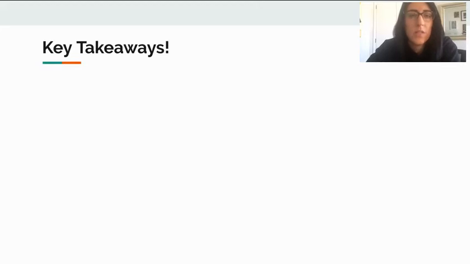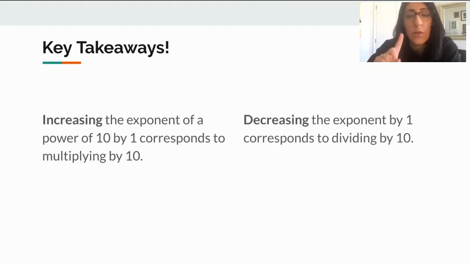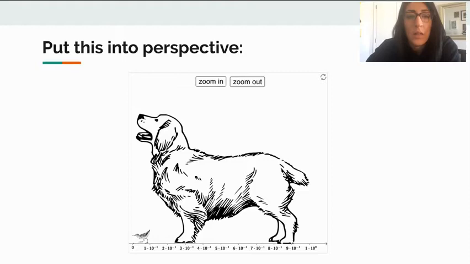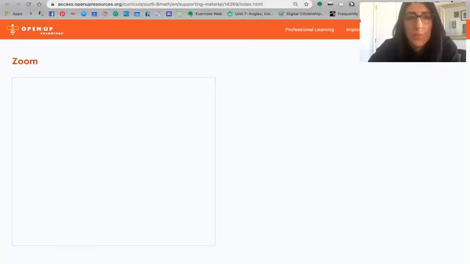So here's some key takeaways here. When we're increasing the exponent of a power of 10 by 1, it corresponds to multiplying by 10. If we're decreasing the exponent by 1, it corresponds to dividing by 10. Let's put this into perspective here with this digital app.